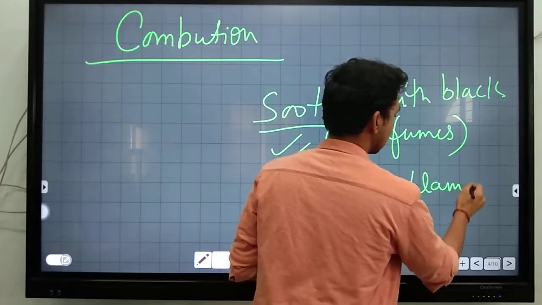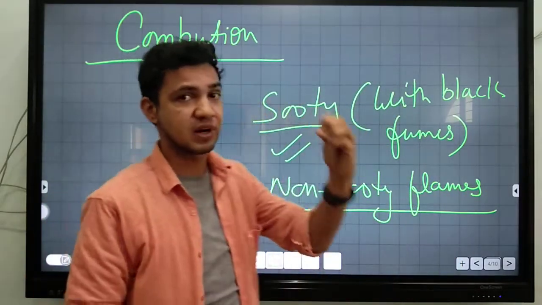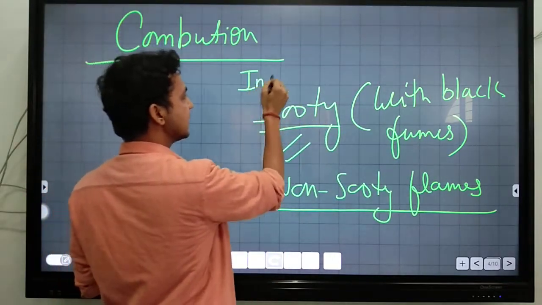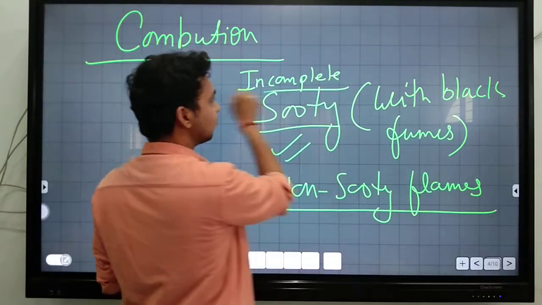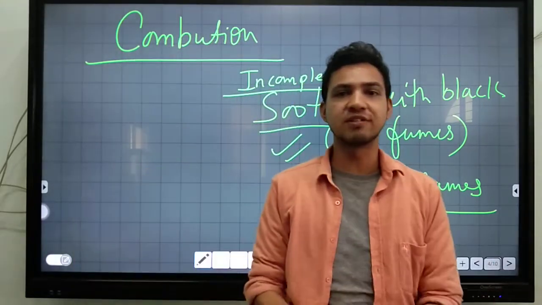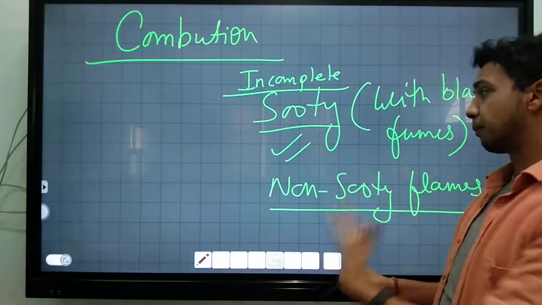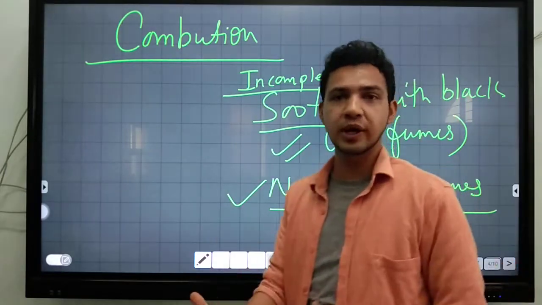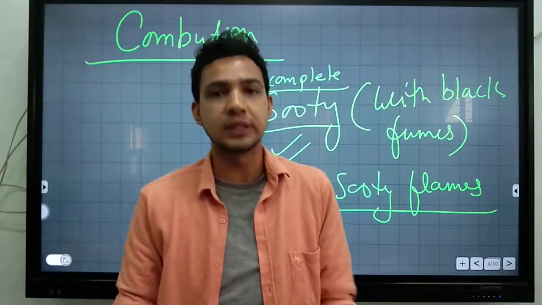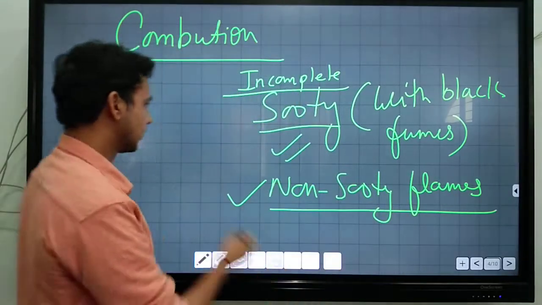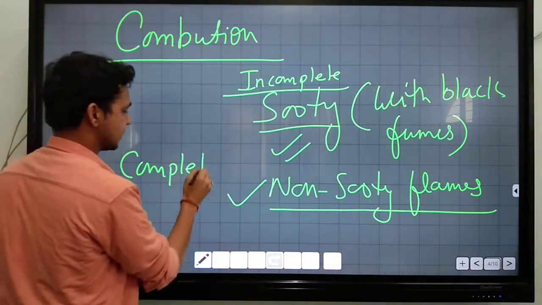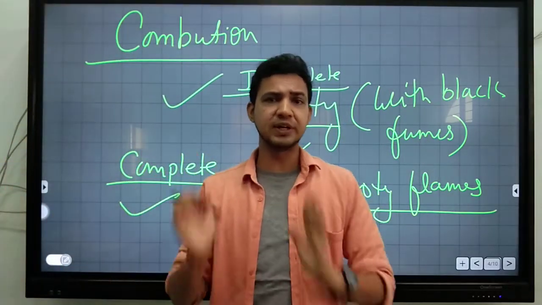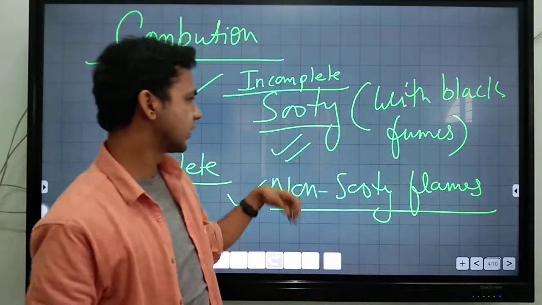Non-sooty flames. So guys, if a compound starts burning and burns by producing a sooty flame, this is known as incomplete combustion. इसका मतलब वो कंपाउंड्स को जलने के लिए प्रॉपर अमाउंट ऑफ ऑक्सीजन अवेलेबल नहीं है. When the compound is burned by producing a non-sooty flame, अगर कंपाउंड्स बर्न हो रहा है और उससे काला धुआं या इस तरह की कोई ब्लैक फ्यूम्स नहीं निकलती, so that type of combustion is known as complete combustion. So we are differentiating between complete and incomplete combustion by sooty and non-sooty flames.